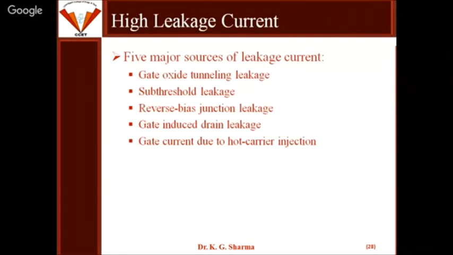Next is high leakage current. So there are basically 5 different major sources of leakage current. One is gate oxide tunneling leakage, another is subthreshold leakage, reverse bias junction leakage, gate induced drain leakage, and gate current due to hot carrier injection.